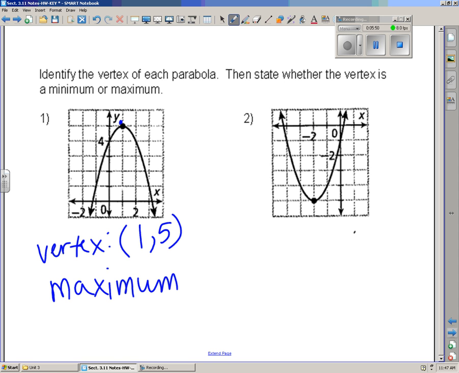On this one, the vertex is going to be a minimum. It's the lowest point. And the actual coordinates of the vertex would be, I've got to go over to 2 on the left and then down, in this case 5. So the vertex here is (-2, -5). That should be pretty easy to give in a graph.